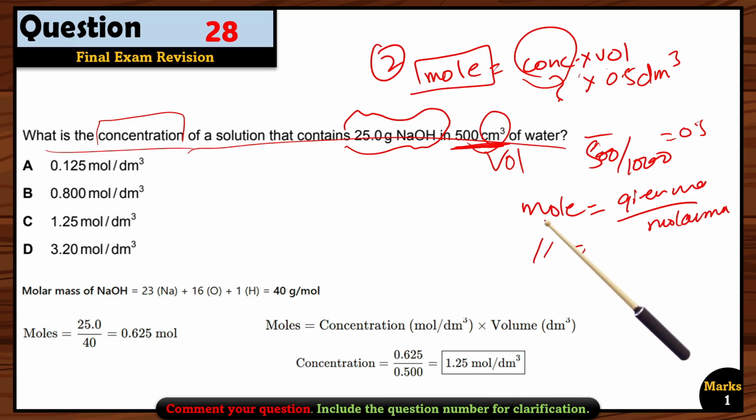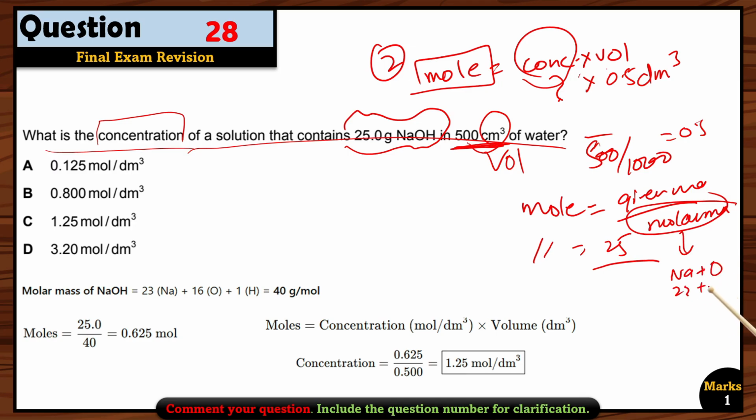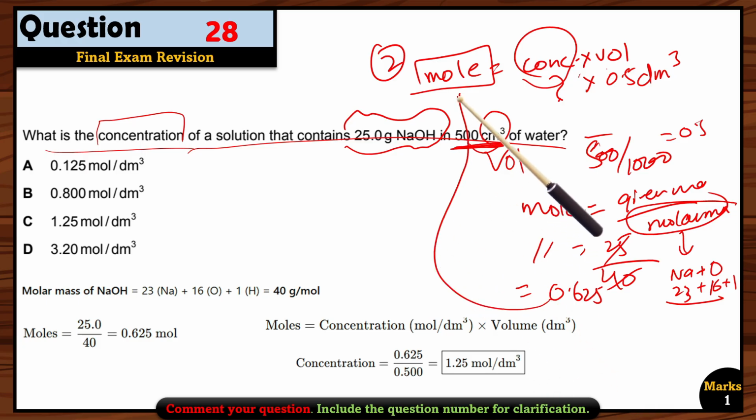Okay, so given mass already is 25 gram. And what about the molar mass? If you calculate the molar mass of NaOH, Na is 23, O is how much? 16. And then H is 1. So how much? 40. So what will be the number of moles? It is 0.625. Right? Now I can use this value over here.